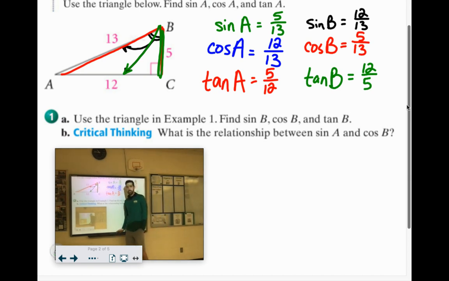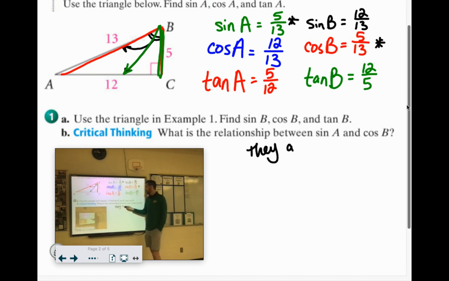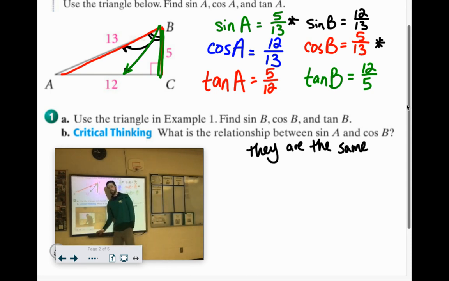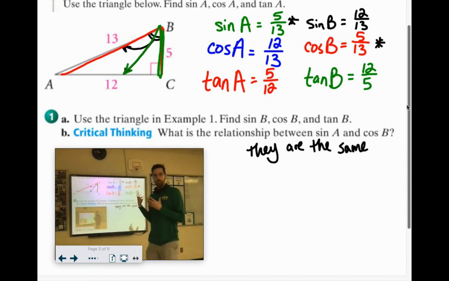So part B says, what is the relationship between sine of A and cosine of B? If you look at sine of A, 5/13. Cosine of B, 5/13. Huh, it's interesting, they're the same. And when you get into geometry and algebra 2, you'll kind of explore that relationship a little bit more.